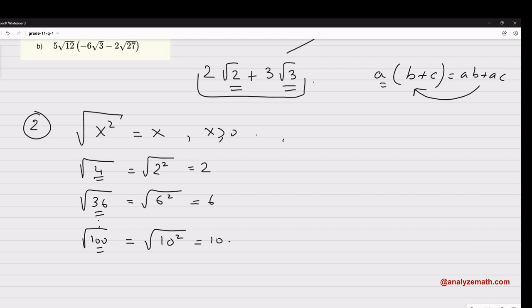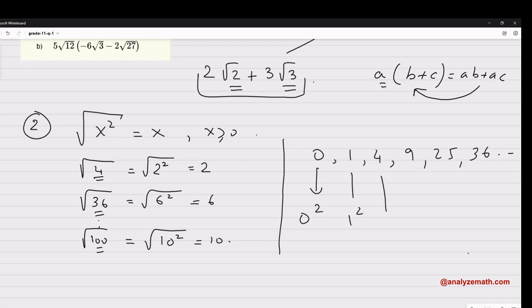The list of perfect squares is as follows: 0, 1, 4, 9, 25, 36, and so on. Why? Because 0 is equal to 0 power 2. 1 is 1 power 2. 4 is 2 power 2. 9 is 3 power 2. 25 is 5 power 2. Now we forgot the 16, it goes here as well. 16 is 4 power 2, and so on.